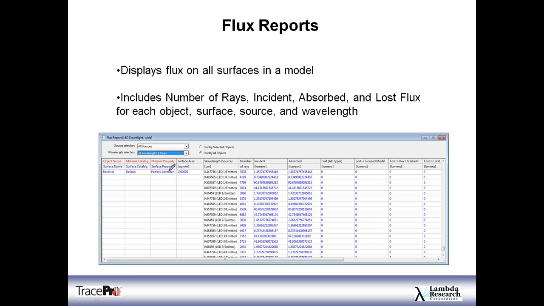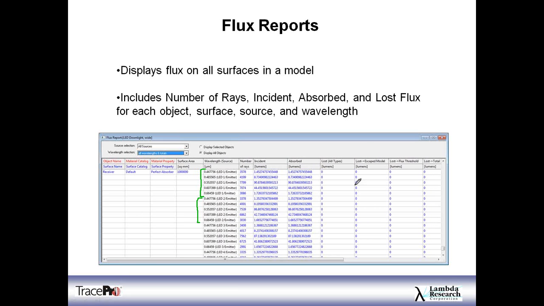We can see the surface property that's applied. It's perfect absorber, and the surface area. Here's all my wavelengths. In this case, from the first LED, there's 5 wavelengths, and my second LED, again, each of the 5 wavelengths. The number of rays, the incident light on this surface, as well as the absorbed light. In this case, I have my target defined as a perfect absorber, so incident is equal to absorbed.